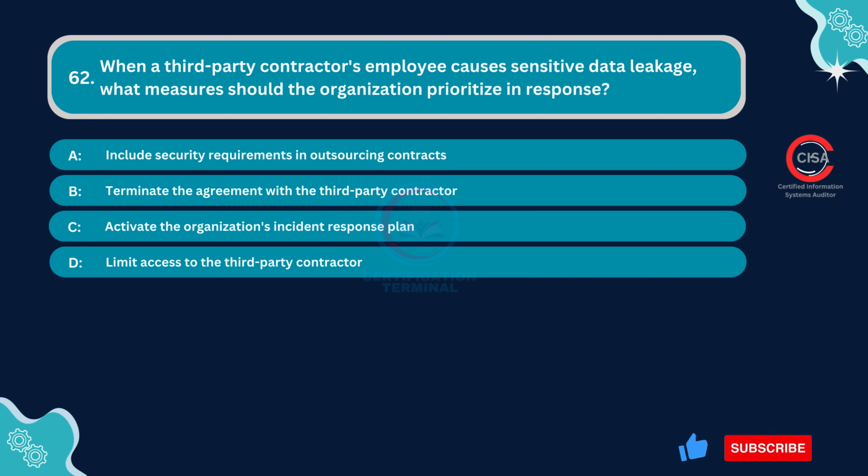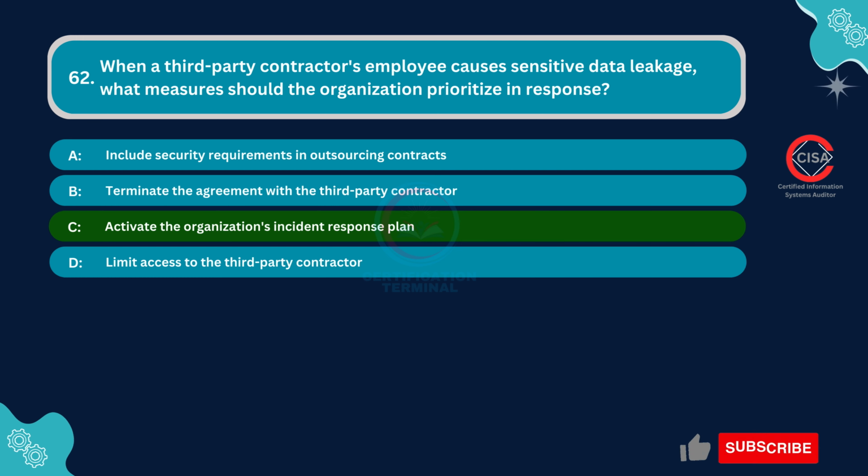The correct answer is Option C, activate the organization's incident response plan. A data leak can have serious consequences, so it's crucial to act quickly to contain the damage and prevent further exposure. The incident response plan outlines a clear course of action, including steps to identify the scope of the leak, notify affected individuals, and mitigate potential risks. A well-crafted incident response plan will address various aspects of the situation, including containment, investigation, remediation, recovery, and reporting.